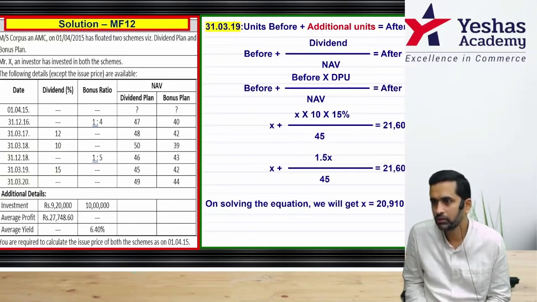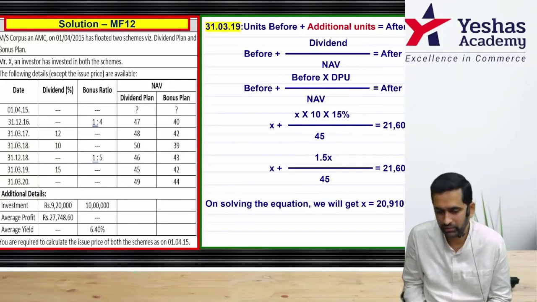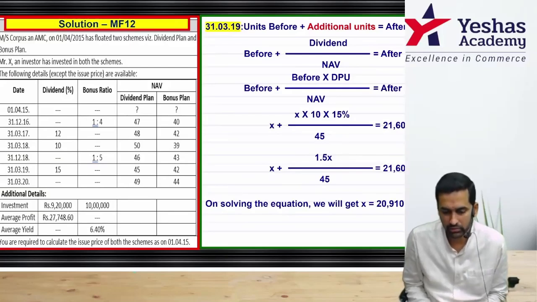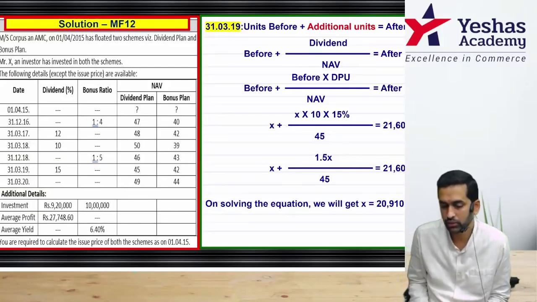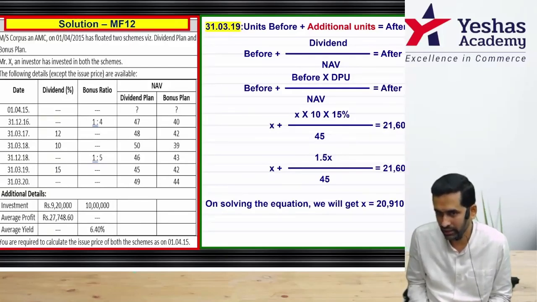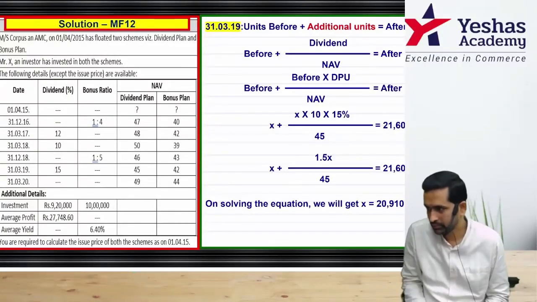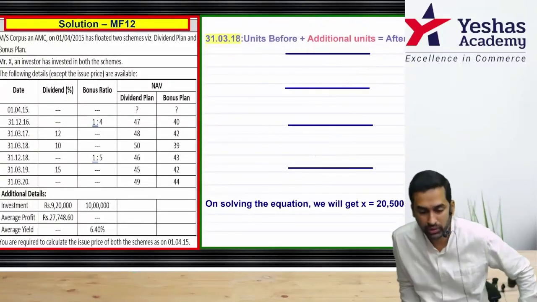Now tell me, what should be our next equation? That will be for the dividend on 31/3/2018. Again, that will be assumed as X now. So the next equation is X plus X into 10 into 10% divided by that day's NAV, which is 50 rupee, is equal to this number 20910. Right? Start.